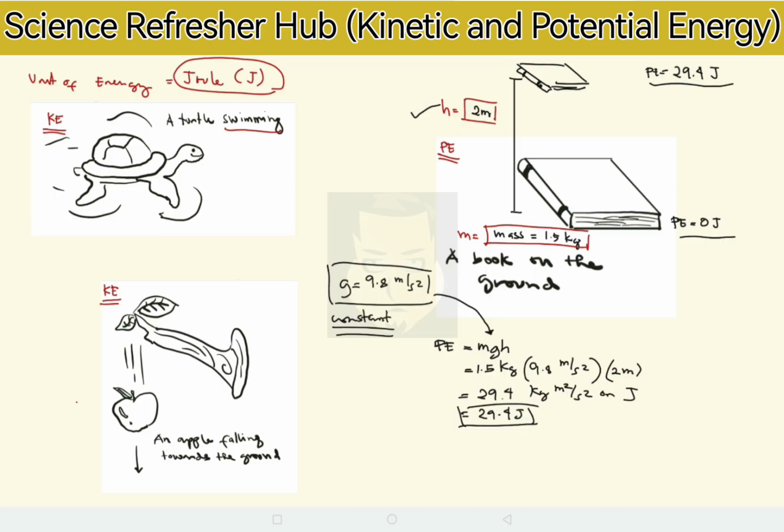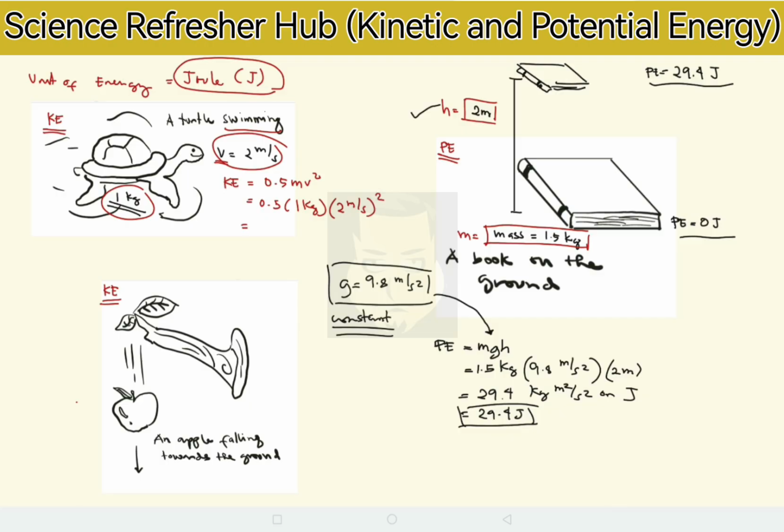Using the other picture, let's say the velocity of this swimming turtle is 2 meter per second. That's the speed or velocity of the turtle. And then the mass of the turtle, let's say 1 kilo. So let's try to figure out the kinetic energy. Kinetic energy is 0.5 mv squared. So copy 0.5. Our mass is 1 kilogram. And then our v or velocity is 2 meter per second.